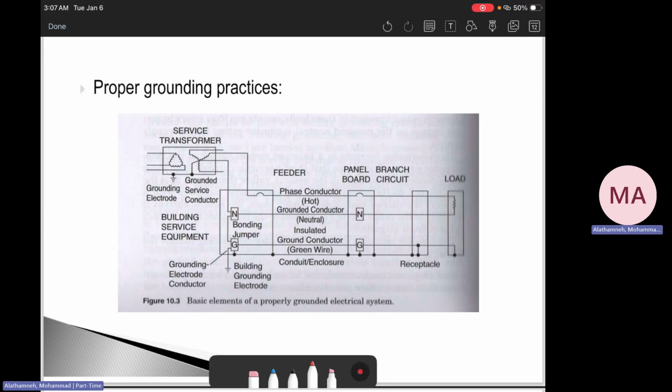So the key separation rule, or the idea: the neutral carries normal return currents. Protective earth carries fault currents only. That's what we need to focus on. Equipment enclosures are bonded so that we don't have floating parts. Then make sure that the grounding system is not supposed to carry currents in normal operation. That's the key, the golden rule. The grounding system is not supposed to carry currents in normal operation. If you see currents in the ground at no-fault conditions, then there is a problem, and the problem is in the grounding.